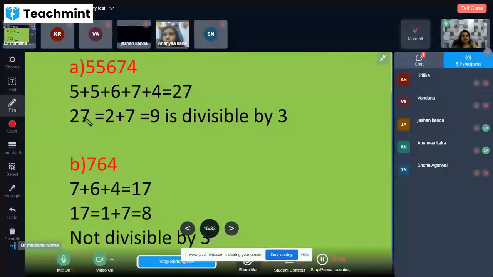अब 27 को add up करिए. 2 plus 7 is 9. Is 9 divisible by 3? Yes, 9 is divisible by 3. That means this whole number is divisible by 3.